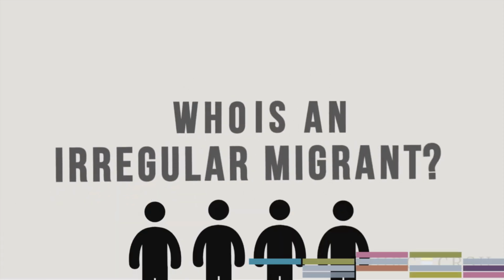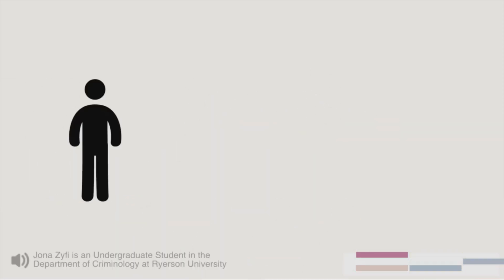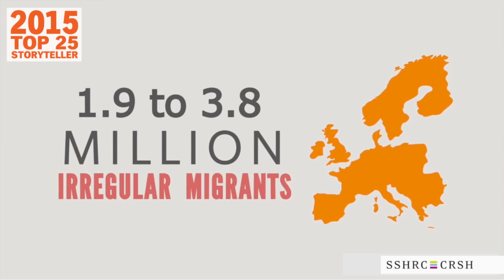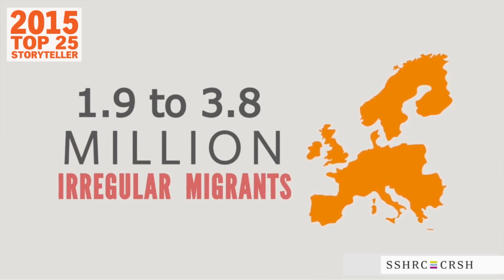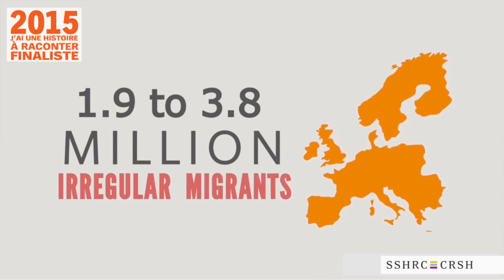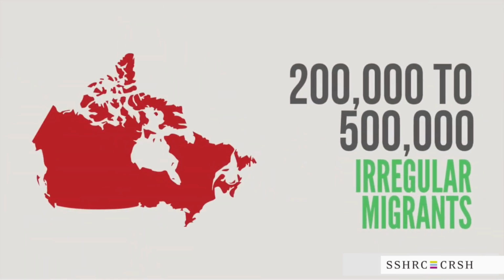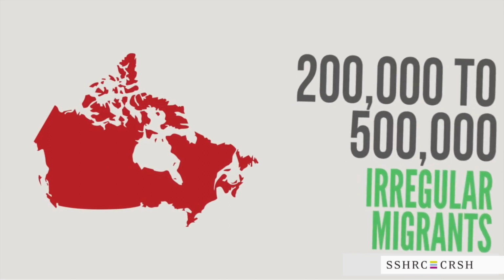Who is an irregular migrant? An irregular migrant is an alien who enters or stays in a country without the appropriate documentation. 1.9 to 3.8 million irregular immigrants were estimated to reside in 27 European Union member states. Canada is estimated to have 200,000 to 500,000 irregular migrants.